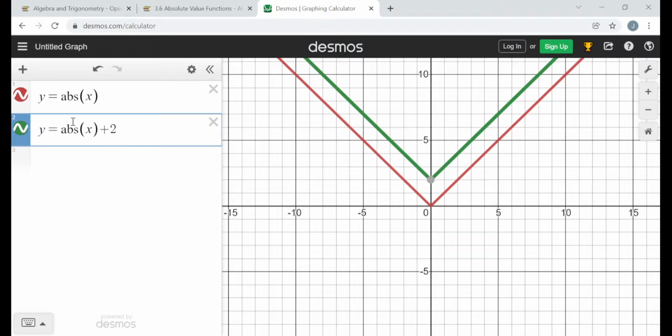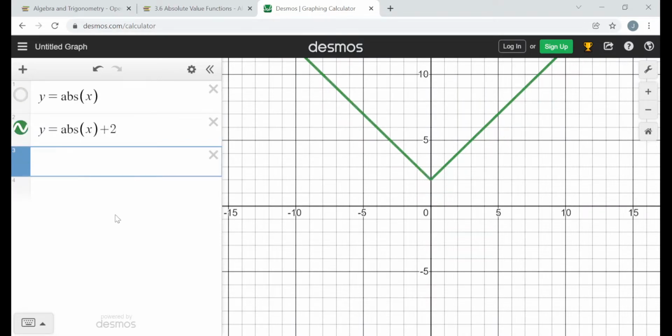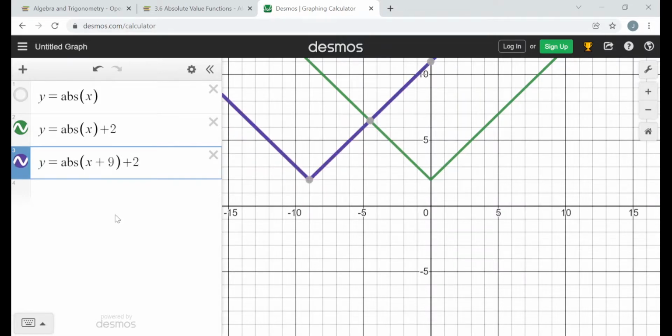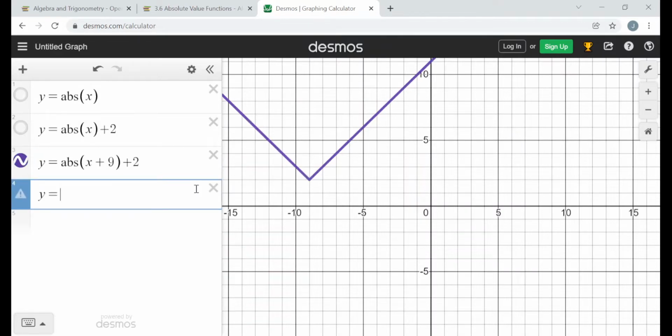Moves it up 2. Now we're on this graph. Then I would replace x with x plus 9, y equals the absolute value of x plus 9, and plus 2. And that shifts that graph to the left 9 units. So now we're on this graph. And then I would just replace x with 3x. And that would cause a horizontal compression by a factor of 1/3. All the points on the purple graph here, their x-coordinates would be multiplied by 1/3. You're going to be closer to the y-axis, a horizontal compression. So we have y equals the absolute value of, and then x is replaced with 3x, and everything else is the same.